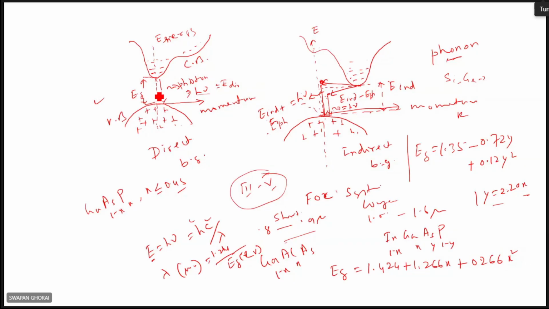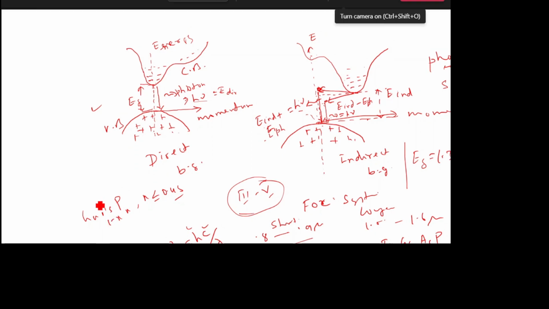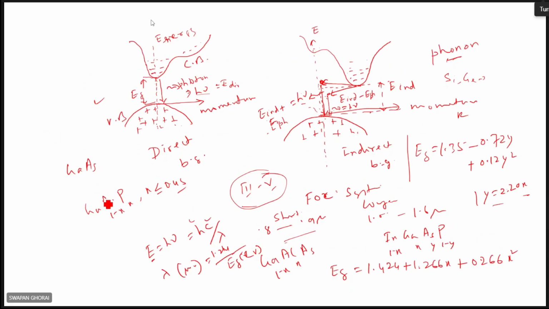Now the question is, what are the direct band gap materials? They are like 3,5 compound semiconductors, like say gallium arsenide, or gallium arsenide phosphide, like these things, right? One example is gallium arsenide, gallium aluminum arsenide, gallium arsenic phosphide, GaAlAs, like these things, right? These are actually direct band gap type semiconductor materials.